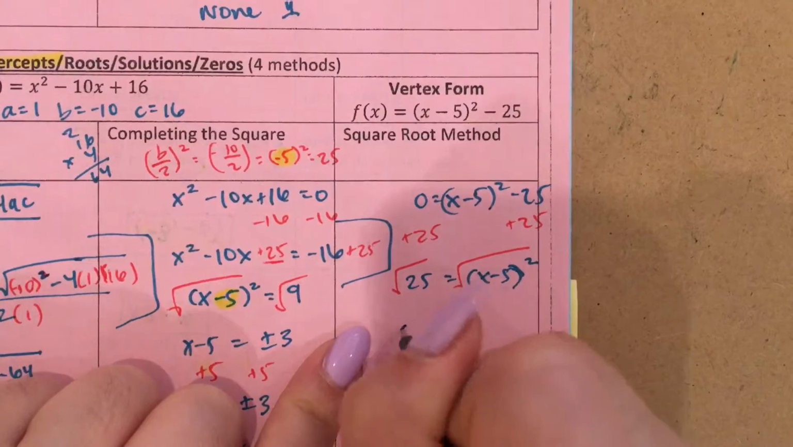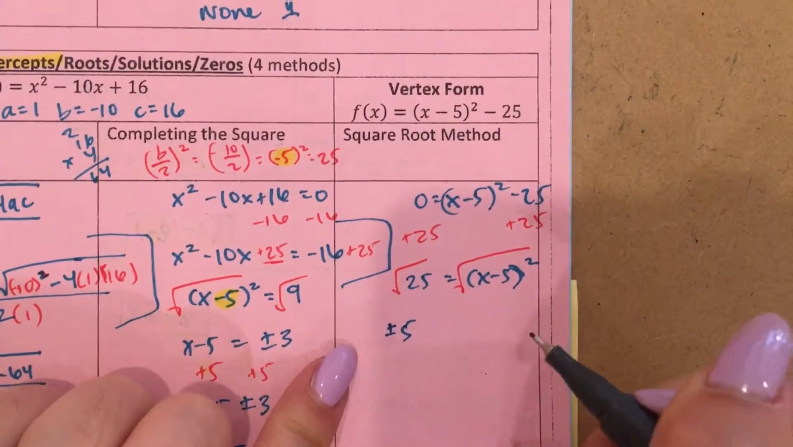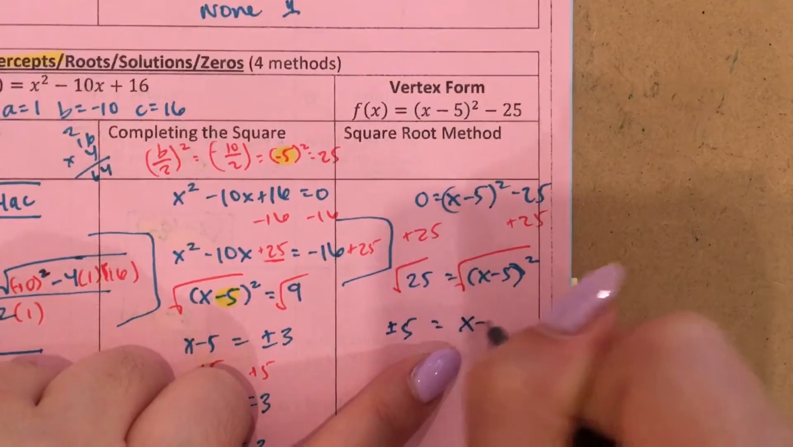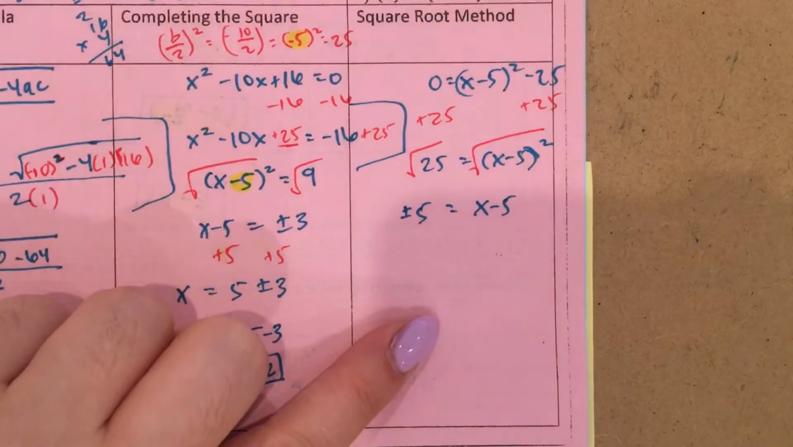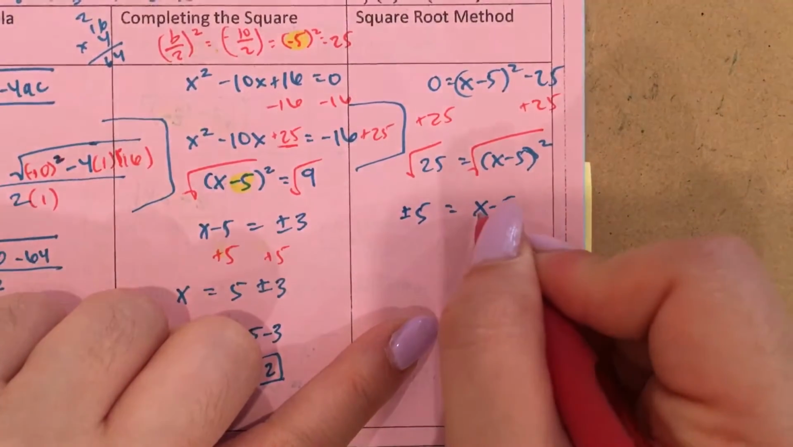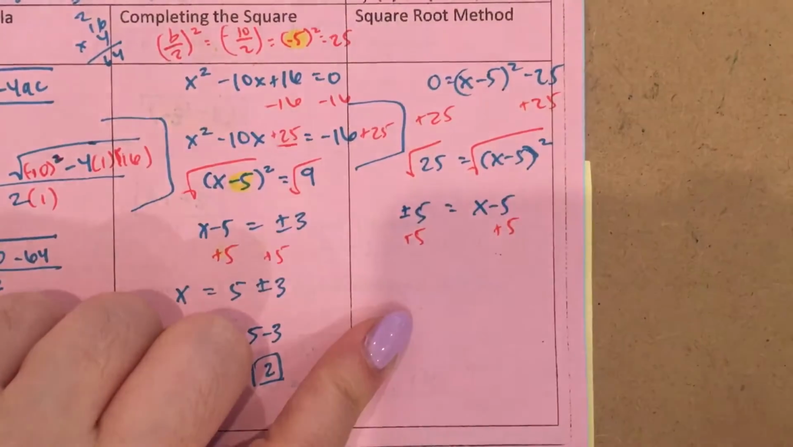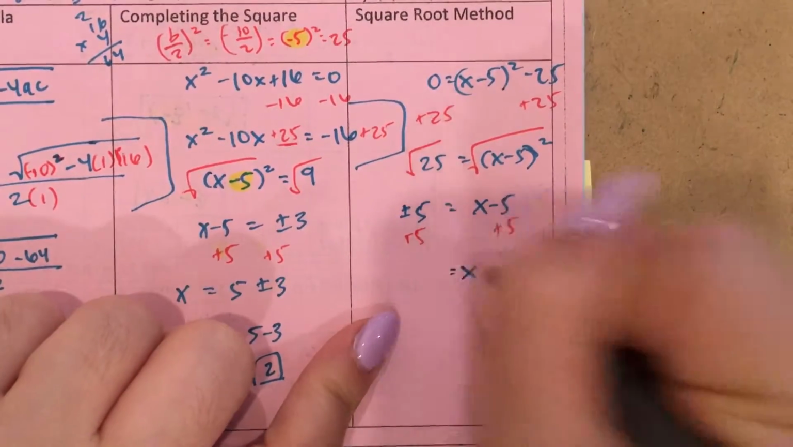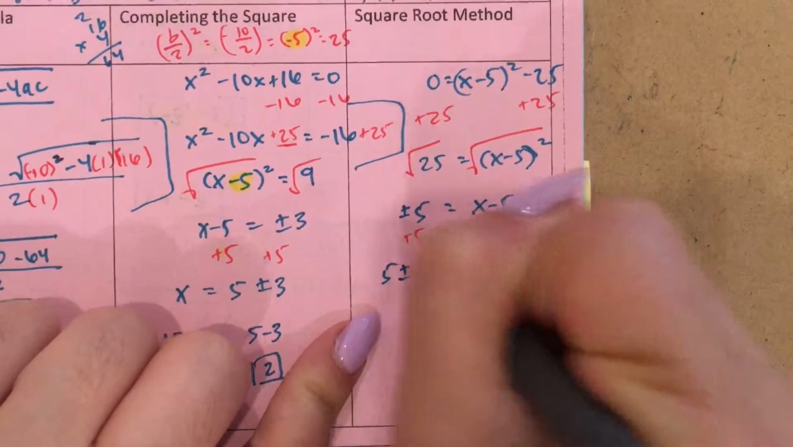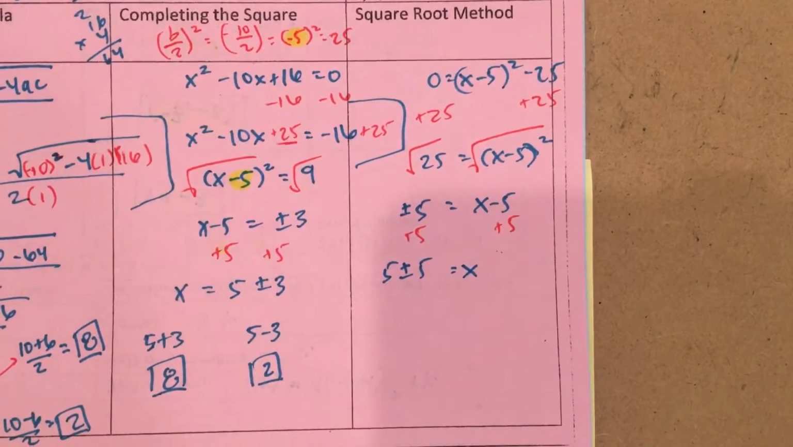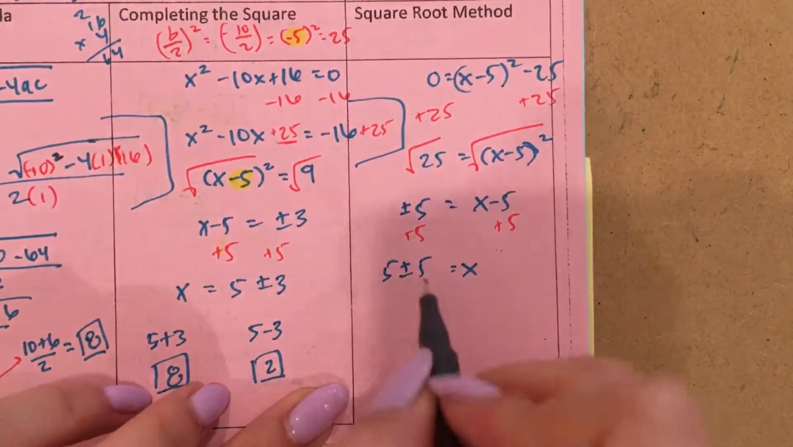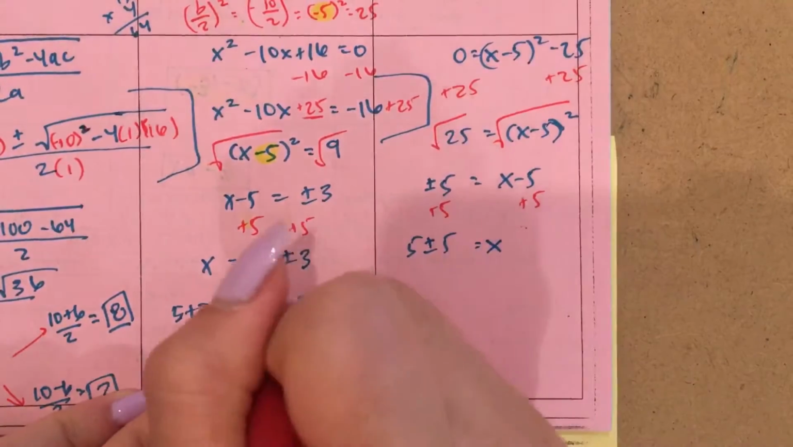Okay, square root of 25 is 5. Don't forget the plus or minus. Equals x minus 5. Okay, last step, need to move the 5 over to get x by itself. This gives me x equals 5 plus or minus 5. Okay, separate these just like how we did over here.